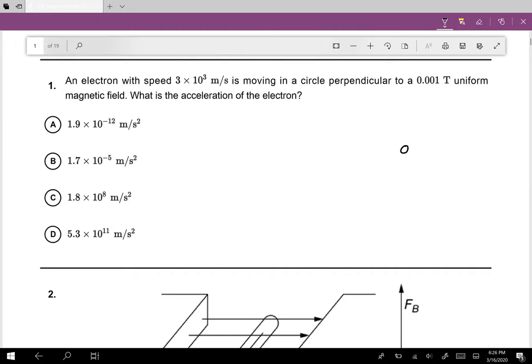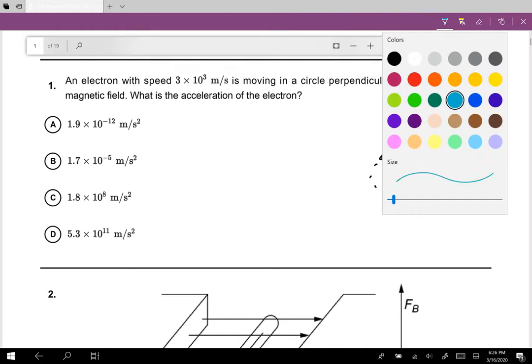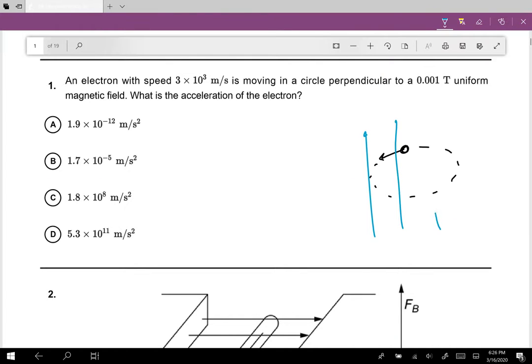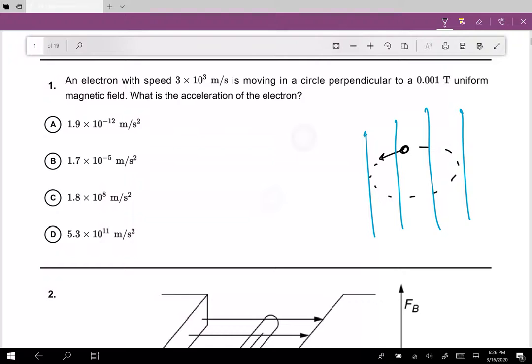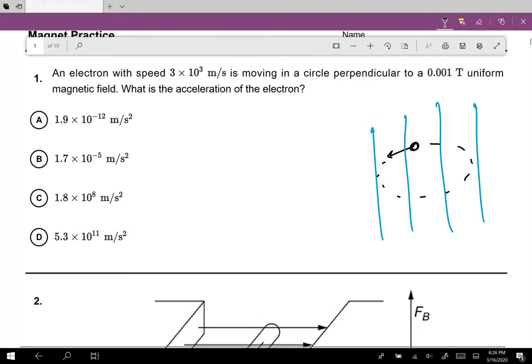So it's moving in a circle, kind of in this plane, and we're saying the magnetic field looks something like that. When we have a magnetic field perpendicular to the direction of velocity, we have a force, and when we have a force, we have an acceleration. So the magnetic force equals charge times the velocity cross B.